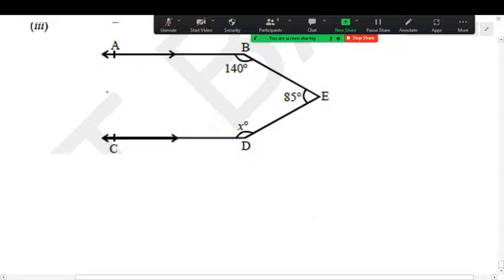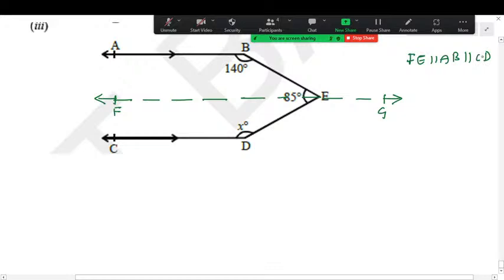You need not worry or be confused about this. I just said draw a line EF parallel to AB and CD. You just draw a line like this, which you can name FE, which passes through E. Here this FE is parallel to AB and it is parallel to CD. All these three lines are parallel to each other.